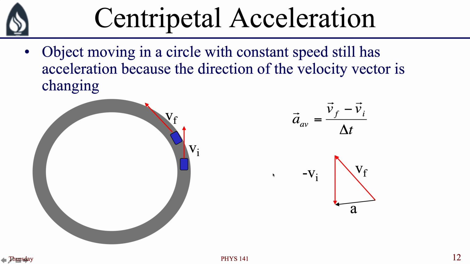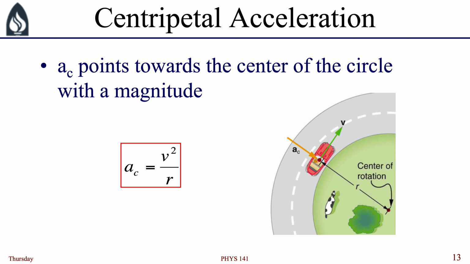And in fact, that would be true no matter where you are on the circular racetrack. At every point on the circular racetrack, since the velocity vector is changing direction, there is an acceleration, and that acceleration points towards the center of the circle. So we typically write the centripetal acceleration with a subscript, a sub c, and that centripetal acceleration always points towards the center of the circle.